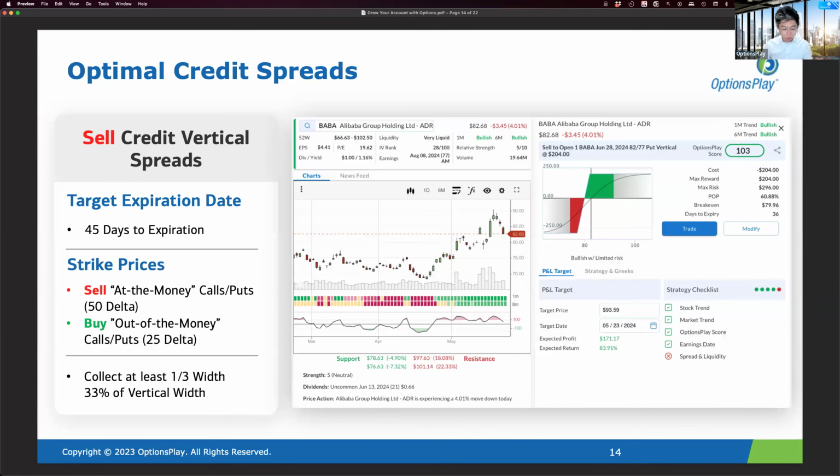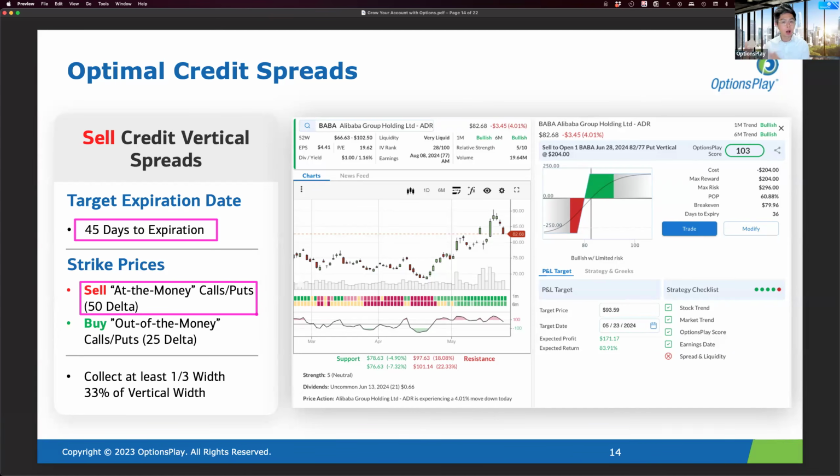And this is really where we find, based on our back testing across hundreds of thousands of trades, that your target expiration date is roughly about 45 days to expiration. You want to go out close to about 45 days to expiration when you're trading these types of strategies. And what you always want to do is sell an at-the-money call or put. If you're bullish, you're selling puts. If you're bearish, you're selling calls, right? So you always want to sell the at-the-money call or put.